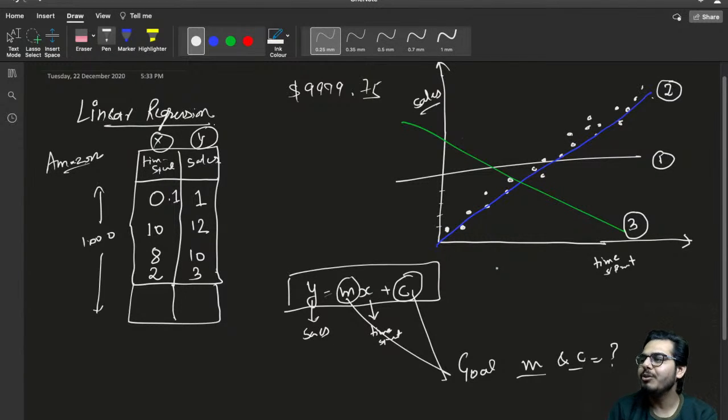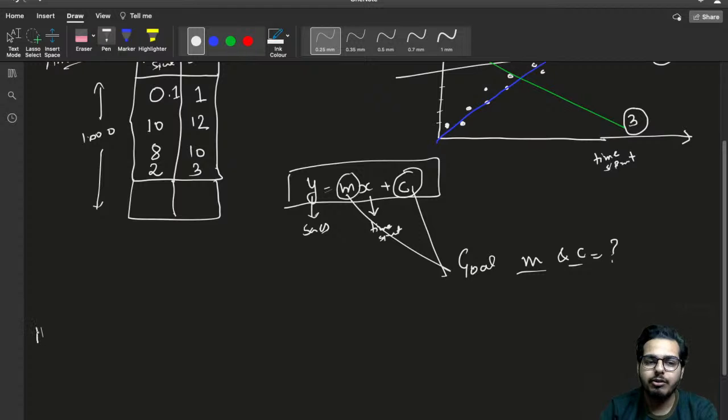But for machine learning you cannot say that, oh, this is going through a lot of points, that's why it's best. Machine only understands numbers. Can you compare line number 1, line number 2, line number 3 in terms of some numbers? Can you say that this has a very bad score and this has a good score, this has an even worse score? So that's where we introduce a new term known as error function. Error function, or sometimes it is also known as loss function as well.